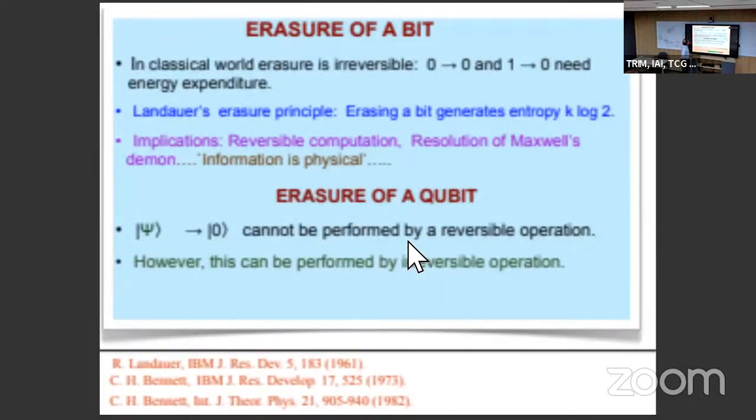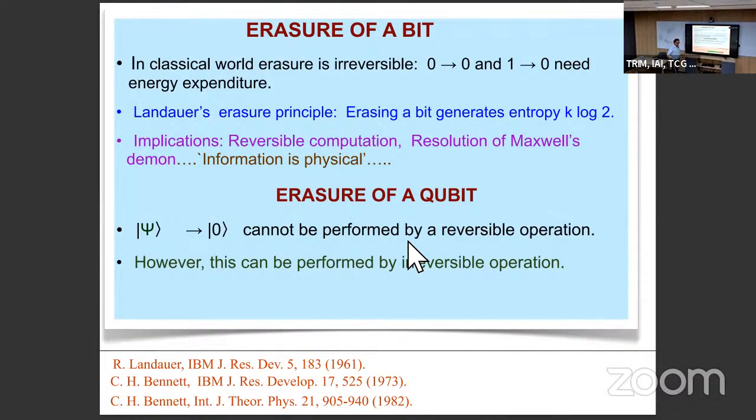Okay, fine. So now I'll come to the non-deletion part. But before that, let me tell you about the notion of erasure of a classical and a quantum bit. In the classical world, if you want to erase a bit, that is essentially an irreversible operation. That means if I am given a bit 0, I want to change it to 0. If I am given 1, I want to change it to 0. And that needs energy expenditure.